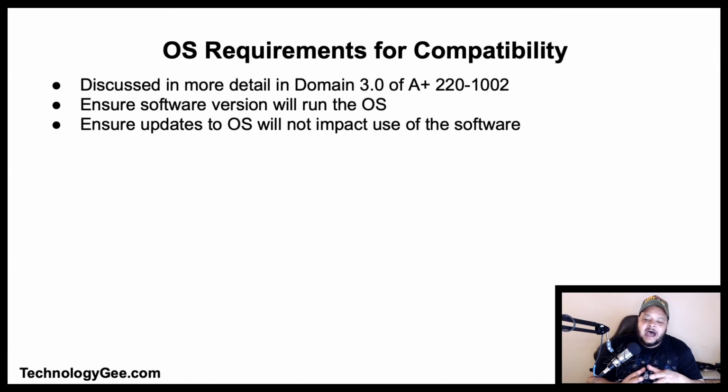Let's talk about the operating system requirements for compatibility. Now understand that this will be discussed in more detail in domain 3 of the A+ 220-1002 lesson plan. As it relates to operating system requirements, you want to make sure that the software version selected will run on the operating system. And you also want to make sure that the updates to the operating system will not impact the use of the software.